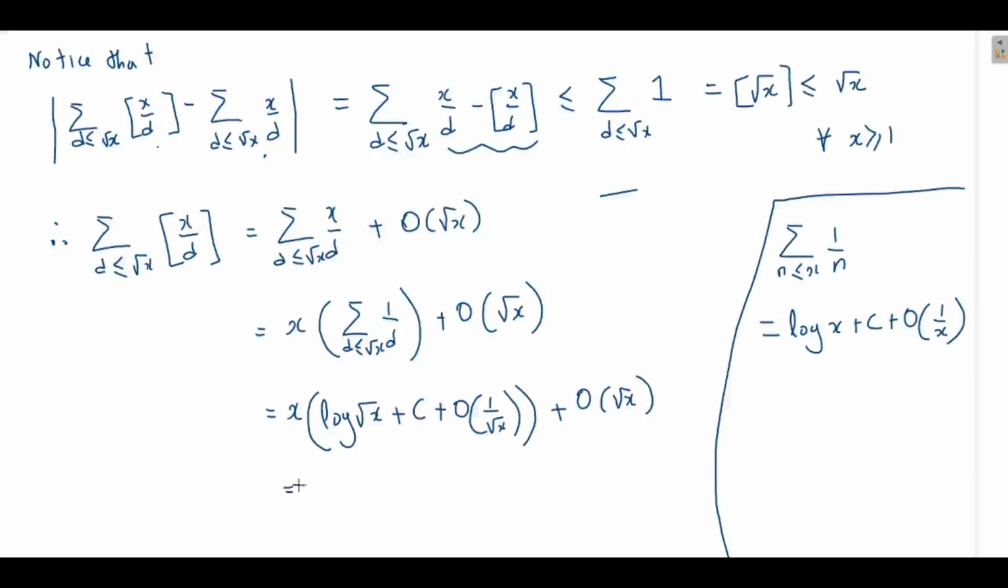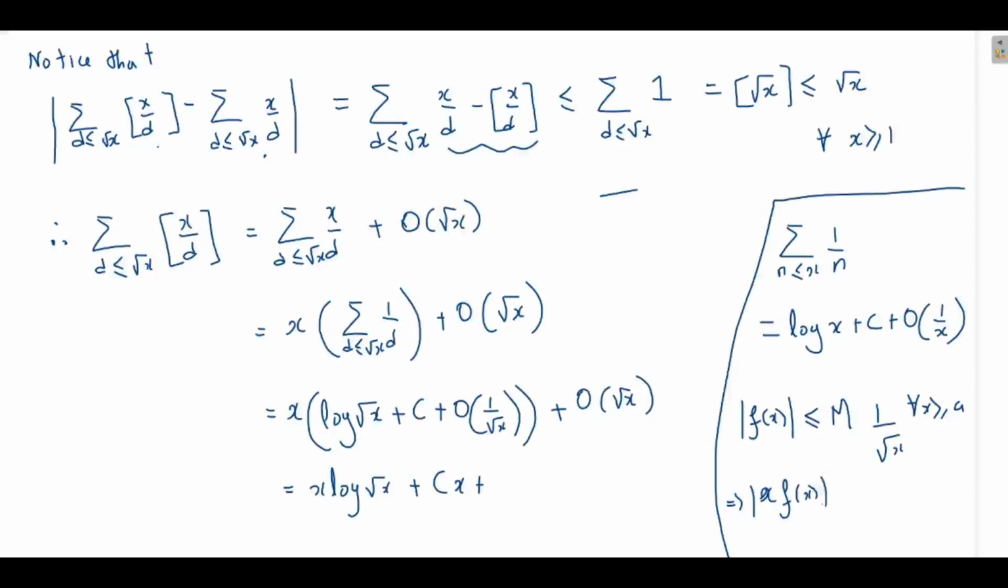Okay, now what happens when we multiply x inside? If we multiply x inside, we will get x times log of square root of x plus cx plus, now here you can see this function is big O of 1 by square root of x. Notice here that if f of x is big O of 1 by square root of x, that means that mod of f of x is less than or equal to some m times 1 by square root of x for every x greater than or equal to some a. This will mean that if I multiply now throughout by x, notice here that x's are all positive, so x times f of x will be less than or equal to m times square root of x.